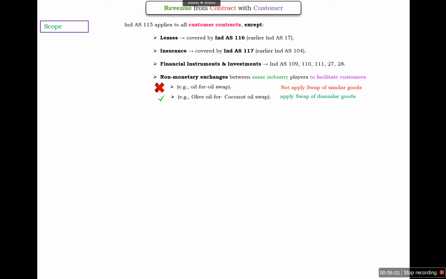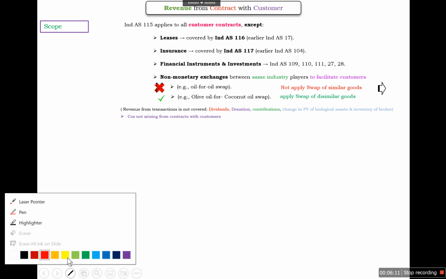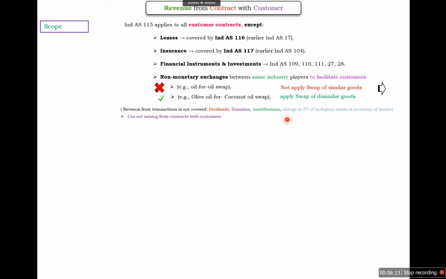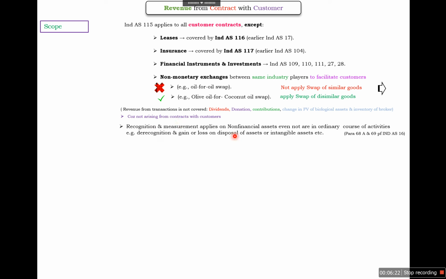Apart from it, some revenue transactions are not covered by Ind AS 115 because they are not from contracts with customers, for example dividends, donations, contributions, change in the fair value of biological assets, inventory of broker. Apart from it, the recognition and measurement applies on non-financial assets, even when not in the ordinary course of business.